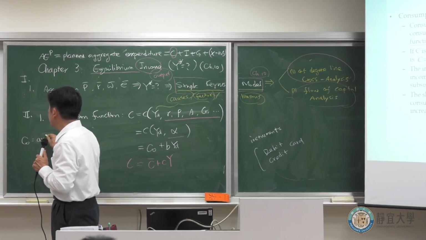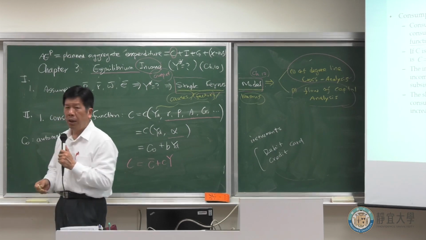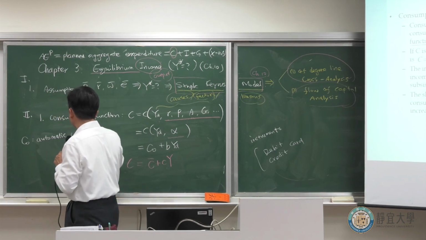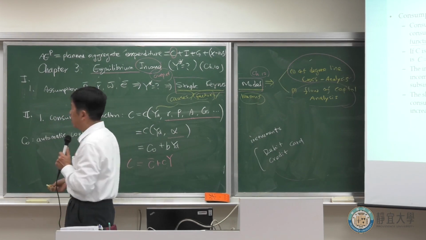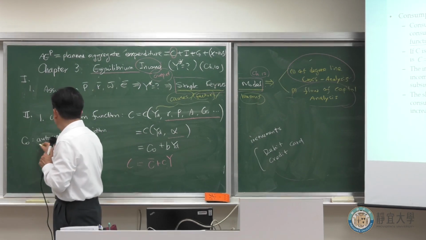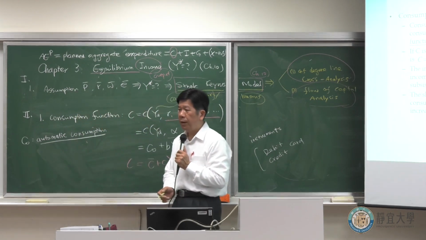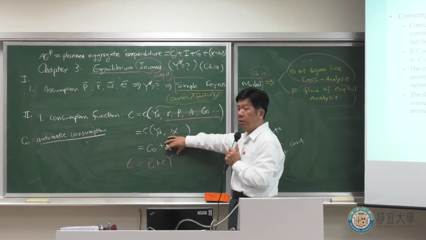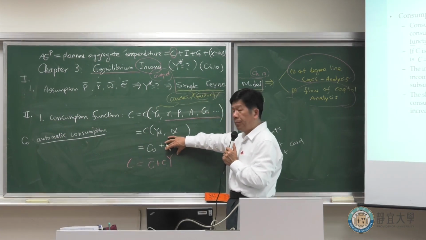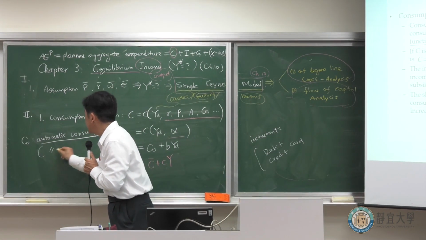So here we can see the small C0. We can call this the automatic consumption. Do you know what automatic consumption is? It means when your income becomes zero, you must still have this spending. Okay, this is the automatic spending.